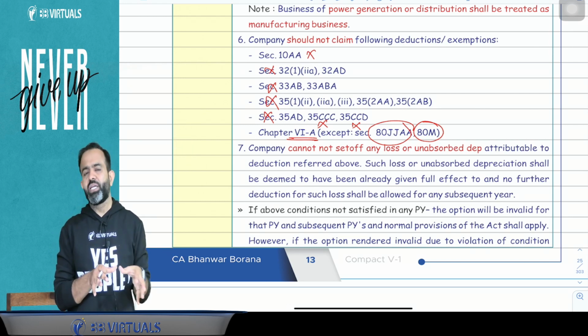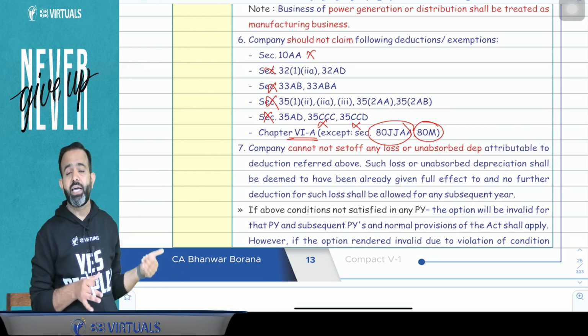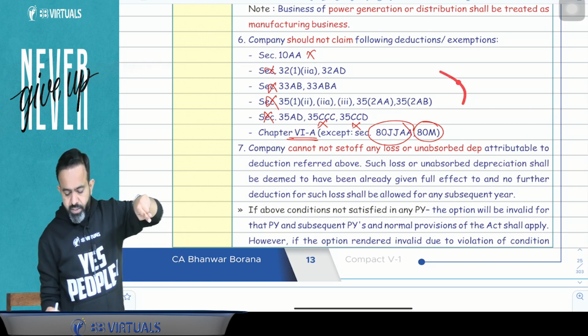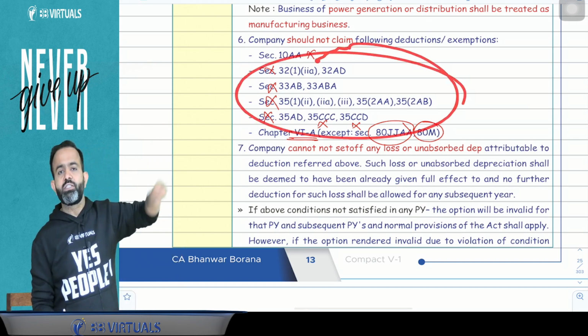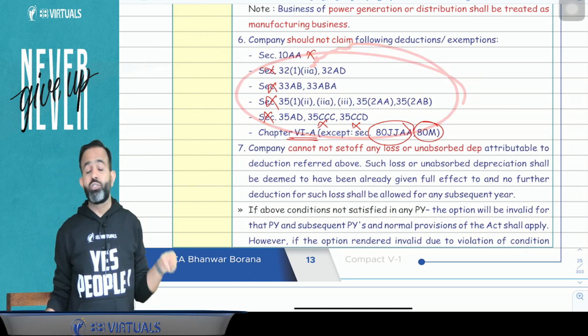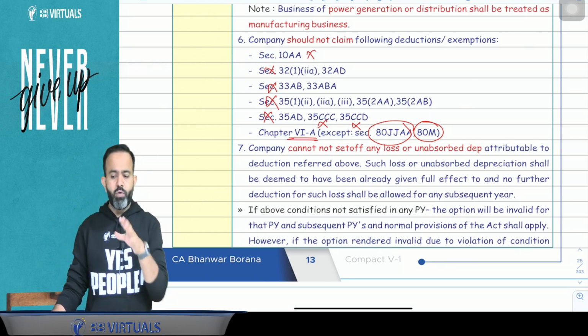Because in case of amalgamation, the amalgamating company's losses and unabsorbed depreciation can be carried forward and set off by the amalgamated company. But guys, here the lawmaker says that if the amalgamating company has losses due to this section or unabsorbed depreciation due to this section, then that is not allowed to be set off and carried forward to our company. Now one more point.